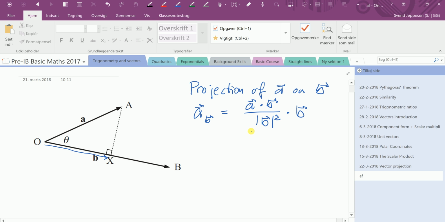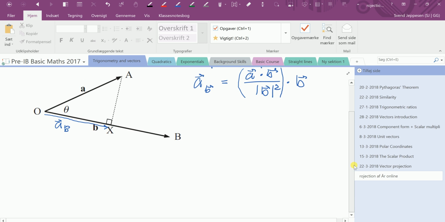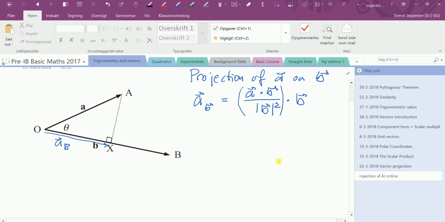So what we should pay attention to is that all of this here is actually a scalar. So what we're doing is that we're scaling vector B, which makes sense. If this is vector B, we are sort of scaling vector B. We're finding a vector here, the projection vector, and it's parallel to vector B. So how do we get this odd-looking formula here? Well, let's have a look at it.